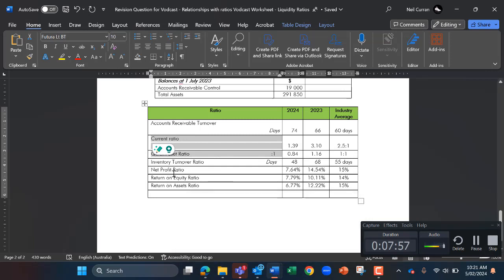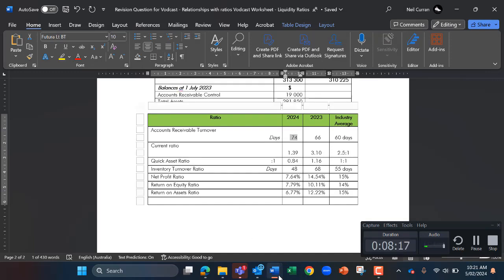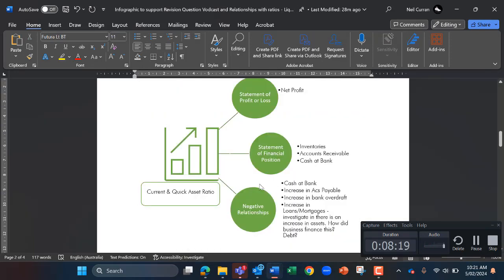Moving on to our accounts receivable turnover, you can see here it's gone from 66 days to 74 days. So that is a difference of 8 days, which basically means that it is taking 74 days for our accounts receivable to actually pay their debts, which is not a very good outcome for the business at all.